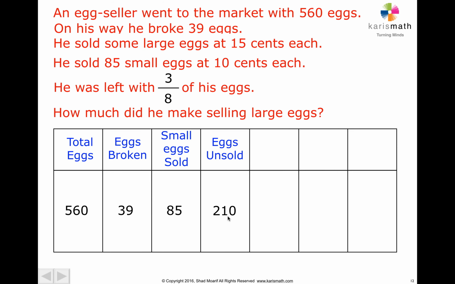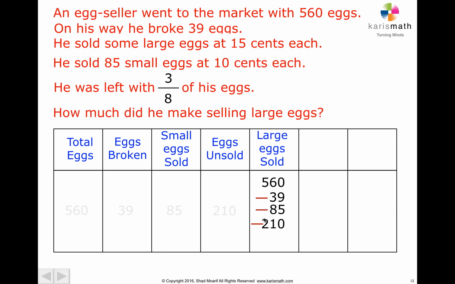So now that we know that, we can work out large eggs. How many are large eggs? We can find out how many large eggs there are because we know the total number of eggs. We know how many were broken, how many were sold, and left unsold. So if we add up all these three and take them away from 560, so let's put 560 there and remove the eggs broken, remove the eggs sold, and remove the eggs unsold, and we'll know how many had to be removed. So if we remove 334 eggs, we'll know that the large eggs are 226. That's the total number of large eggs.